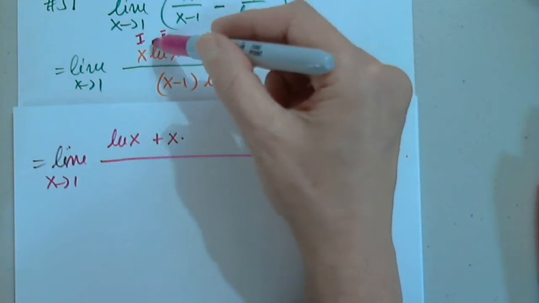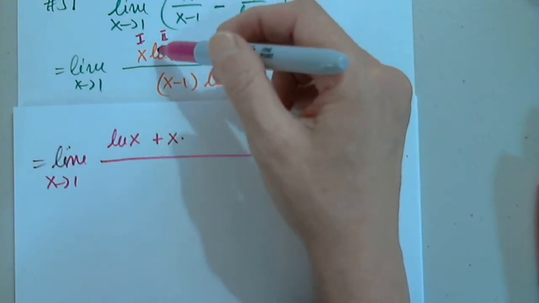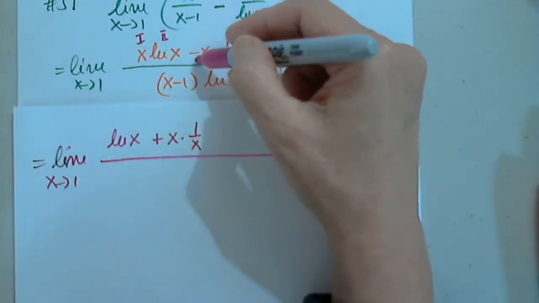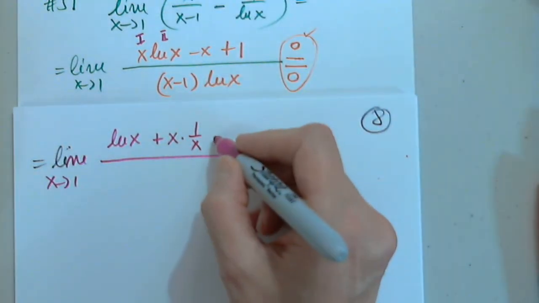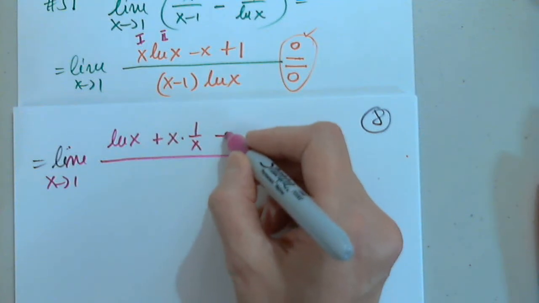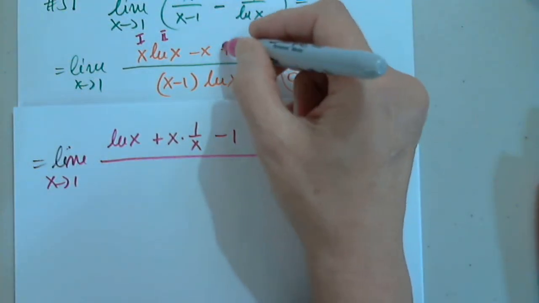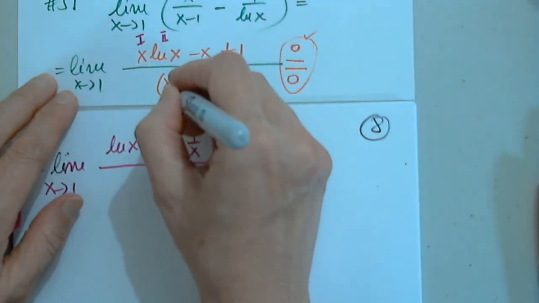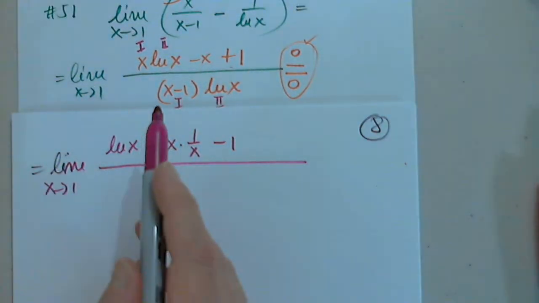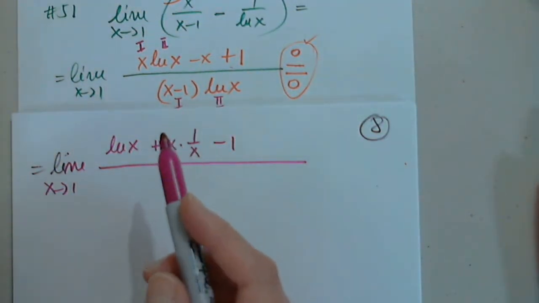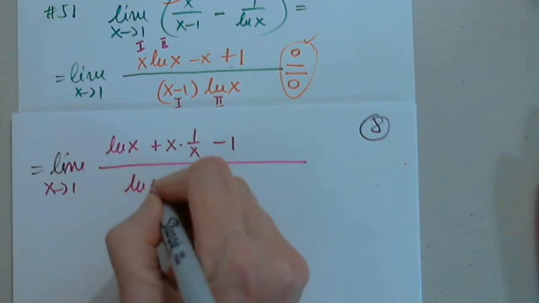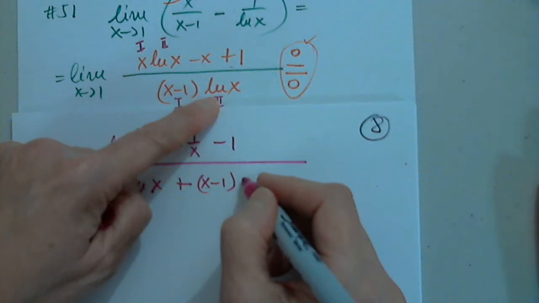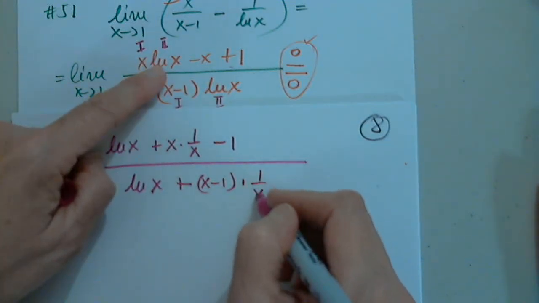Can anyone refresh our memory on how much is natural log prime? 1 over x. That's it. And how much is negative x prime? Negative 1. How much is 1 prime? 0. Excellent. Now here's a product again. I have to use number 1, number 2. First function prime, 1, times natural log x plus the first. Again, you already told me that natural log prime is 1 over x.